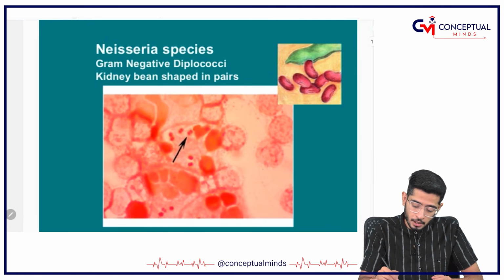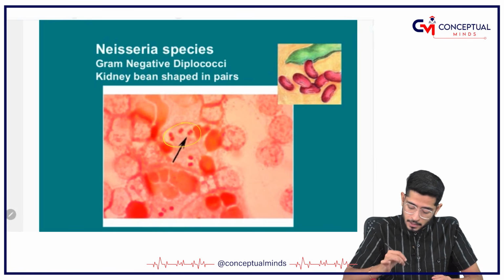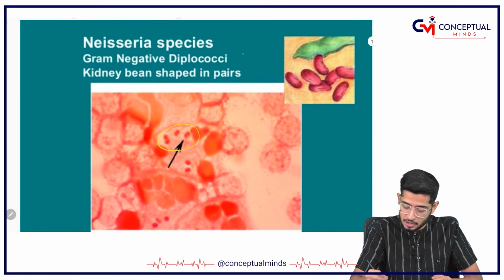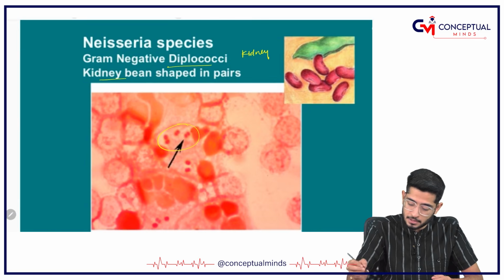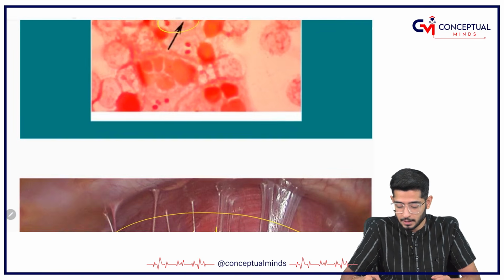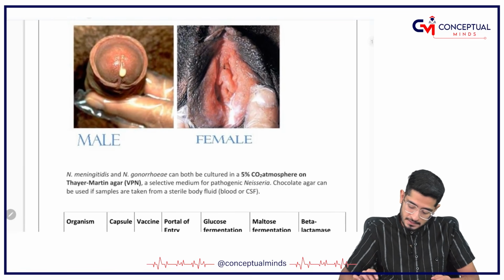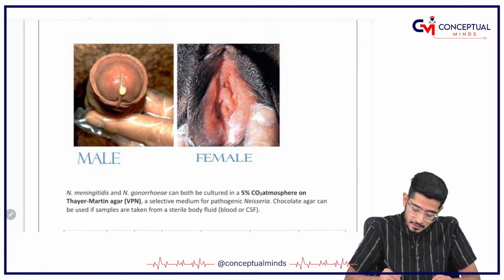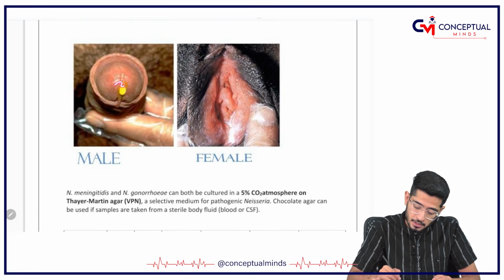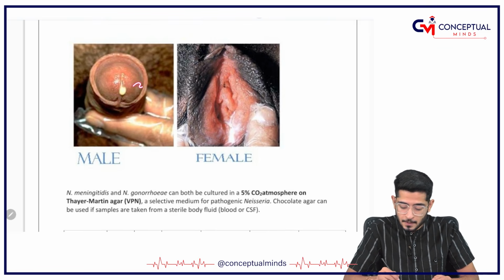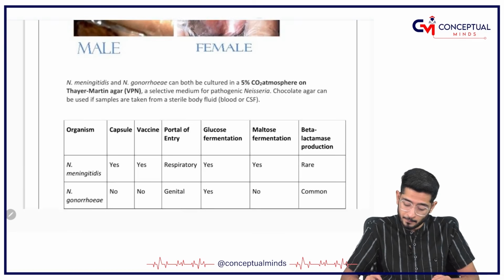Coming on to the pictures, this is the one which I was talking about, the kidney shaped, gram negative diplococci, kidney bean shaped. This picture I have already told you. Coming on to this picture that's important, you can see this is a discharge. This discharge is not yellow, it's a white discharge. So discharge is important for the diagnosis of gonorrhea. This is the urethral discharge and this is the endocervical discharge.